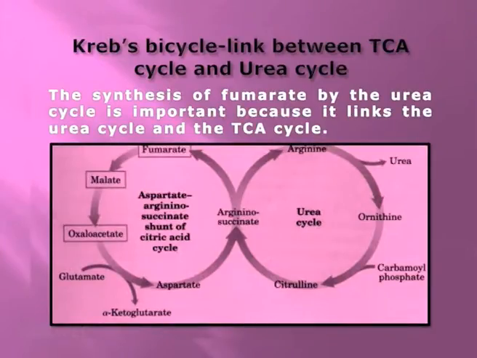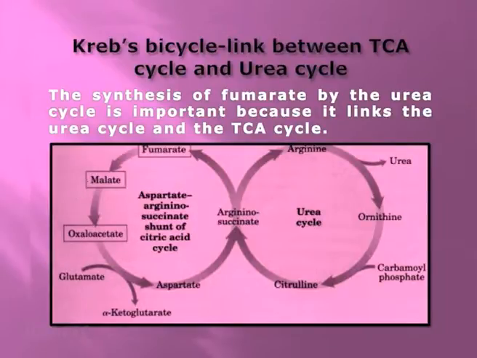Krebs bicycle, which is nothing but interlinkage of TCA cycle and urea cycle. So in this particular diagram we can see how the 2 cycles are interlinked. Let me explain it to you. Fumarate after its production in urea cycle is converted to oxaloacetate via malate.